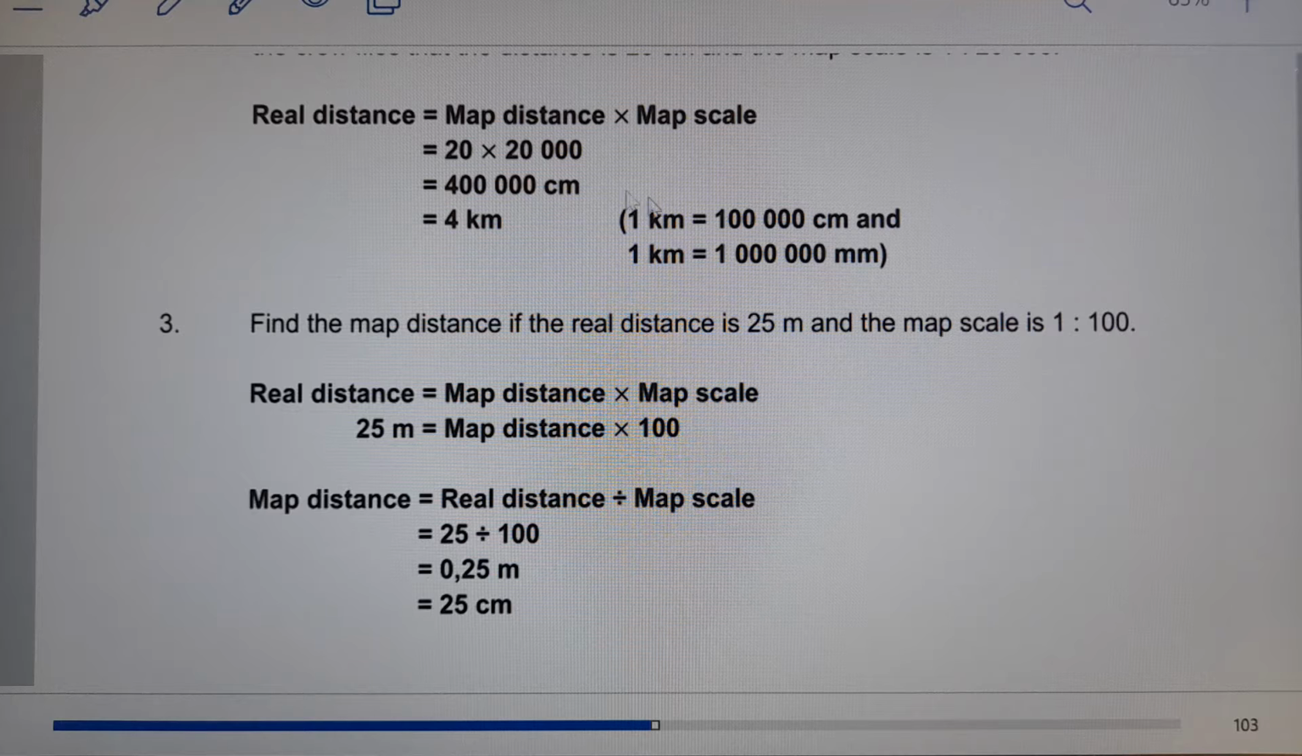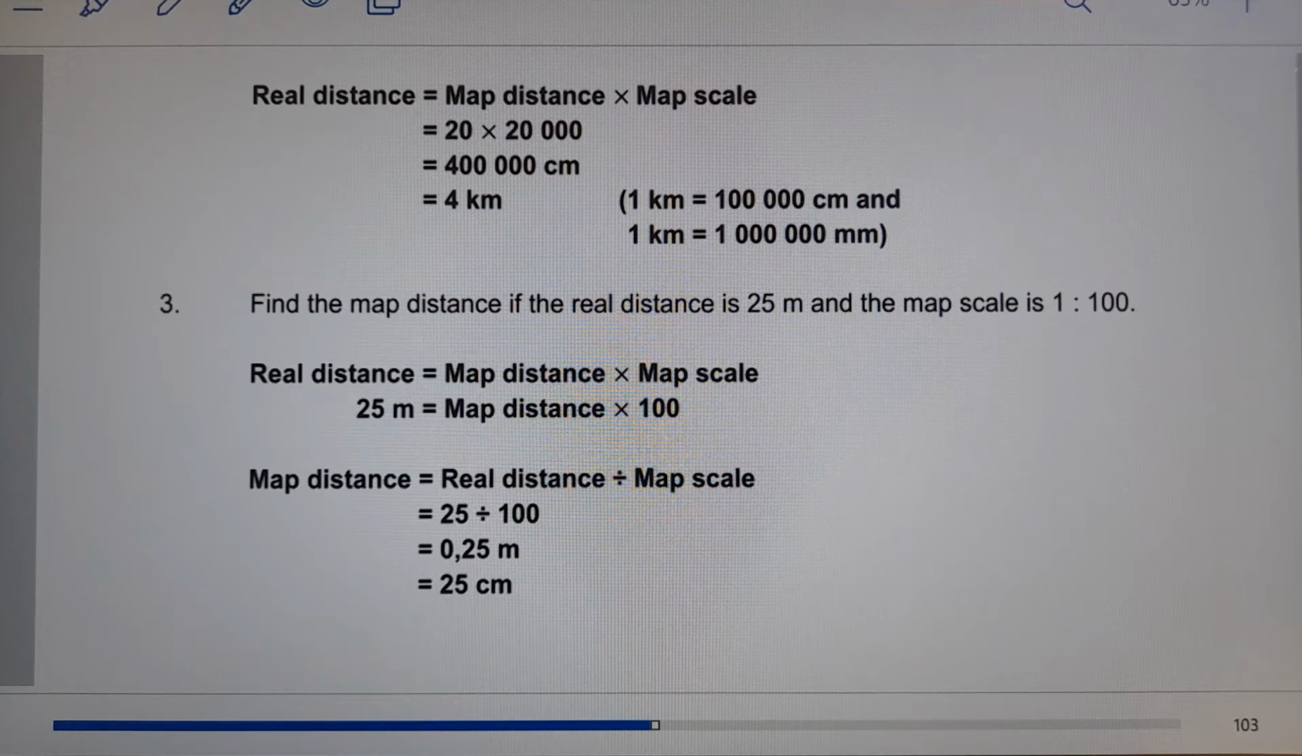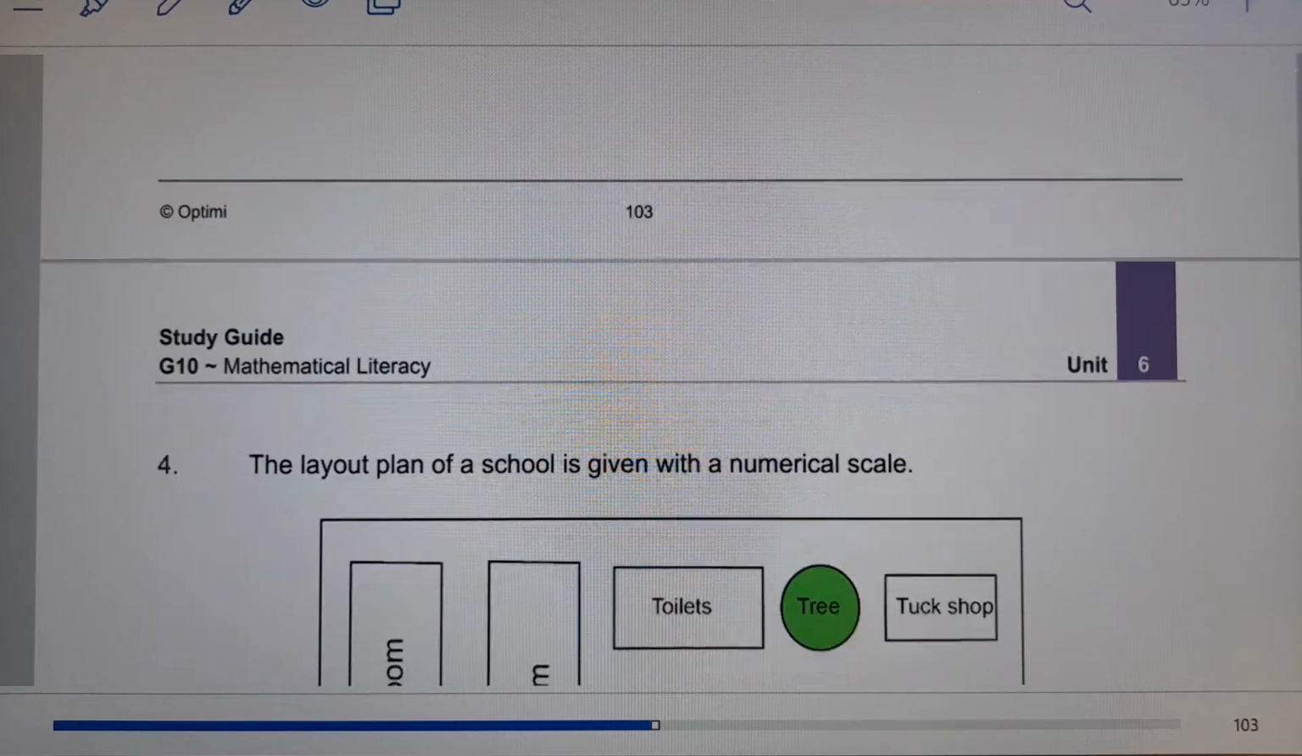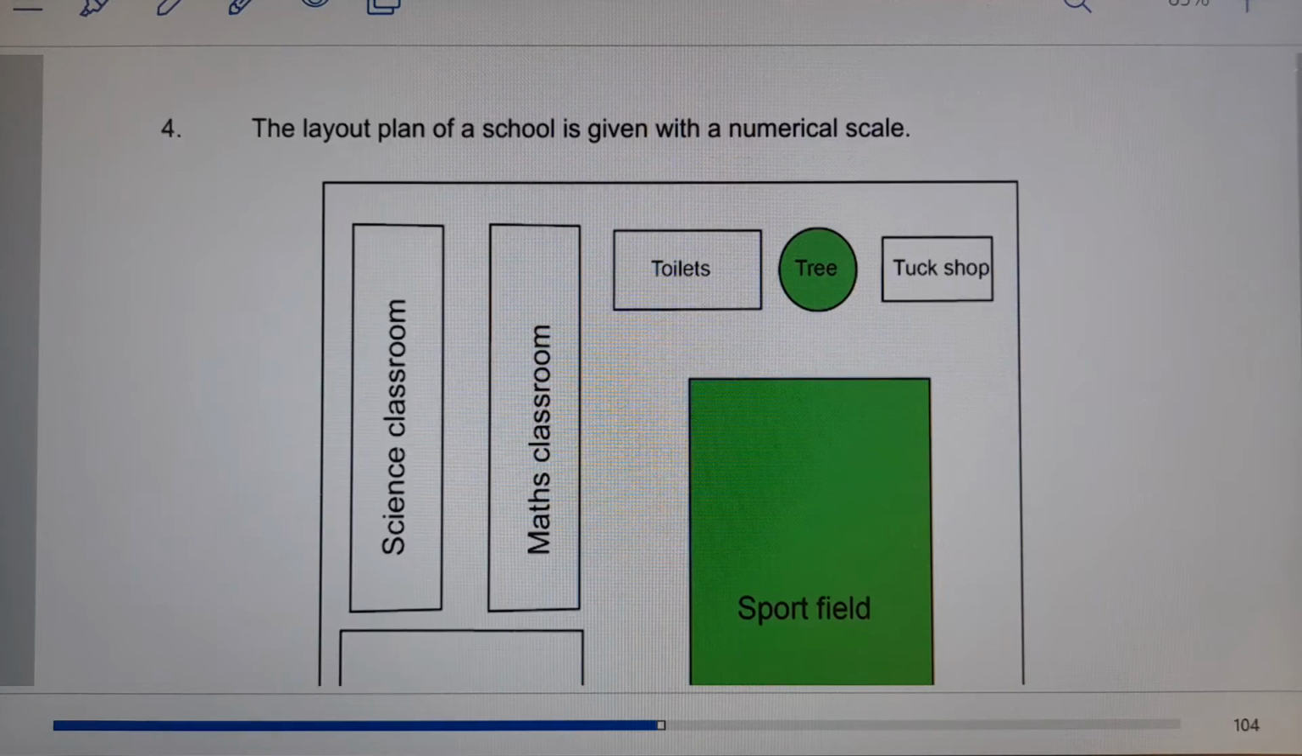But the key thing that you need to do is to take these formulas. Real distance is equal to map distance times map scale. And map distance is equal to real distance divided by map scale. And the map scale, you always find it on the right hand side of the column of the ratio. And the real distance or map distance, they will give it to you in the question or statement. Now let's look at number 4.